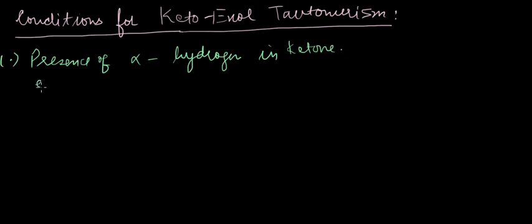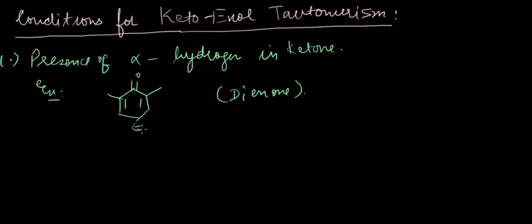And what about this example? There is no alpha hydrogen here in this compound, but still the tautomerism takes place in this case. So why is this the case? This is the case because there is no alpha hydrogen, but still tautomerism is there because it is a dienone. Due to conjugation, it will take up its enol form.